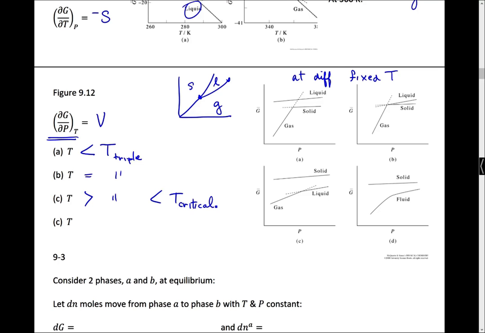And then the last one that we can explore is we look at this and basically we see that as we increase the pressure, the Gibbs energy is just constantly changing, we have no phase transitions occurring. That tells me that we are at a temperature above the critical temperature.